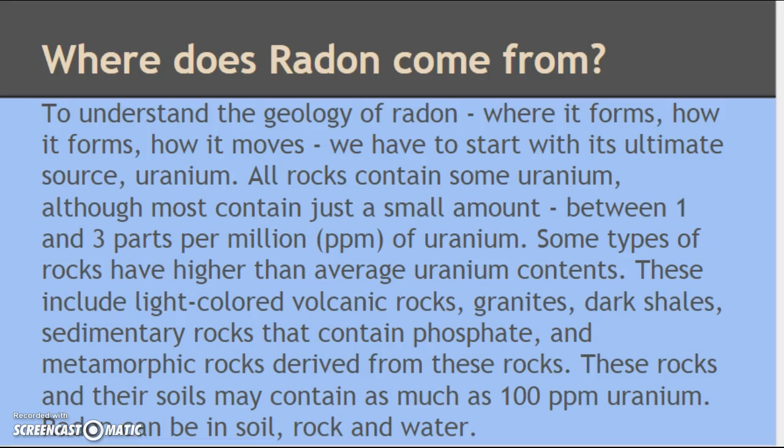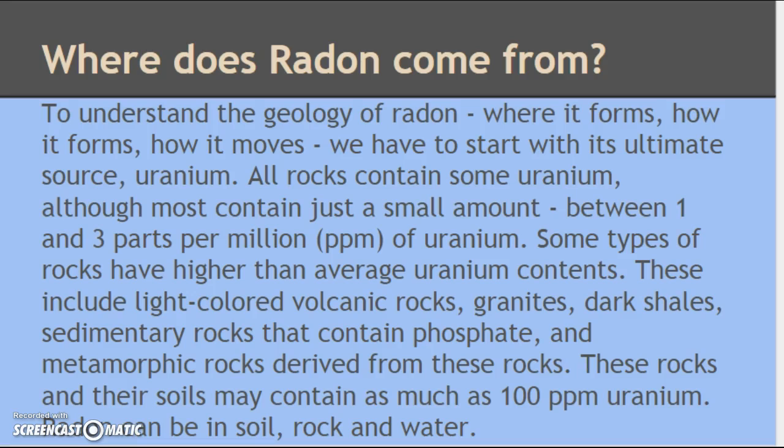Sometimes the rocks have a higher than average uranium content. These include light-colored volcanic rocks, granites, dark shales, sedimentary rocks that contain phosphate, and metamorphic rocks derived from these rocks. These rocks in their soil may contain as many as 100 parts per million of uranium. So again, you have 1,000,000 atoms, and now 100 of them are uranium instead of 1, 2, or 3.